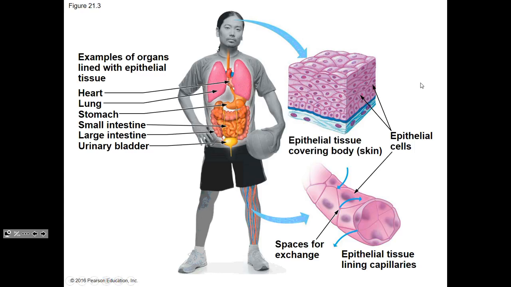This gives a visual of what we just talked about. This is showing our skin and how tightly packed and layered the cells are on top. And then it shows our capillaries, just a single layer going around, with little space in between that's good for exchanging oxygen, carbon dioxide, nutrients, and things.